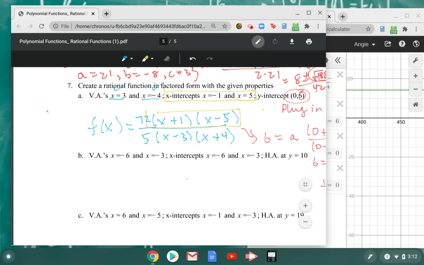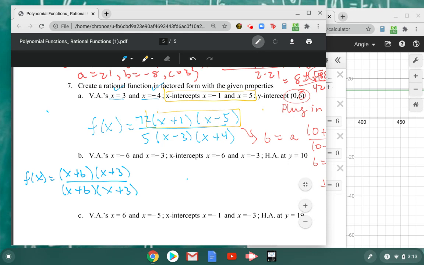So for the next one, we've got vertical asymptotes. I'm going to start over here. Give myself a fraction to work with of negative 6 and negative 3. Those go in the denominator. So that'd be an x plus 6 and an x plus 3. X-intercepts, those go in the numerator, x minus 6. So this is going to be x plus 6 and x minus 3, x plus 3.